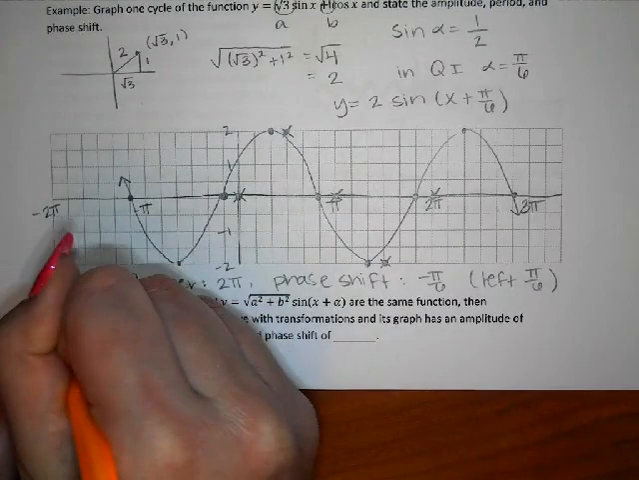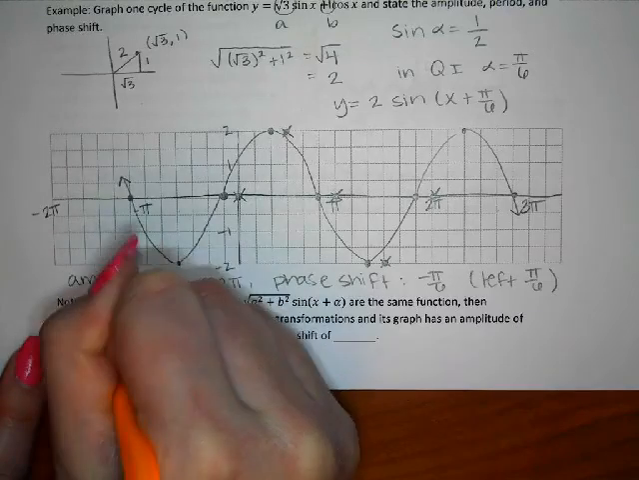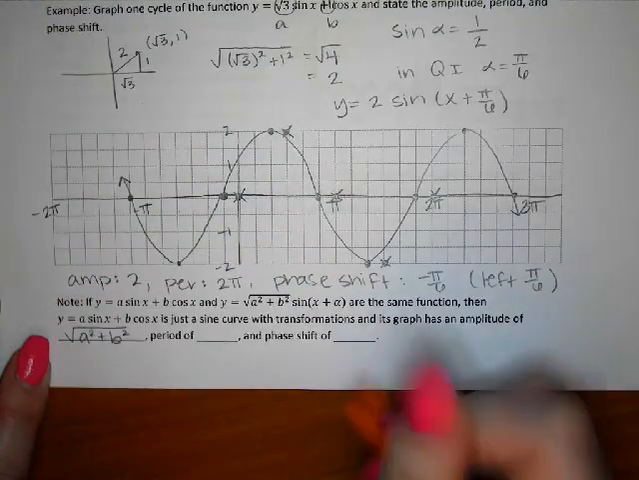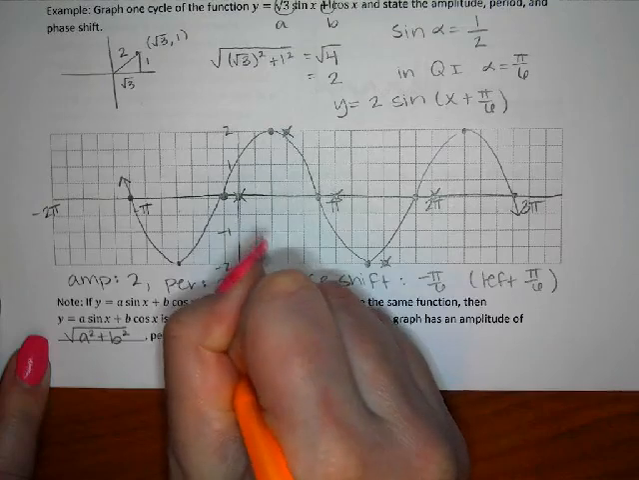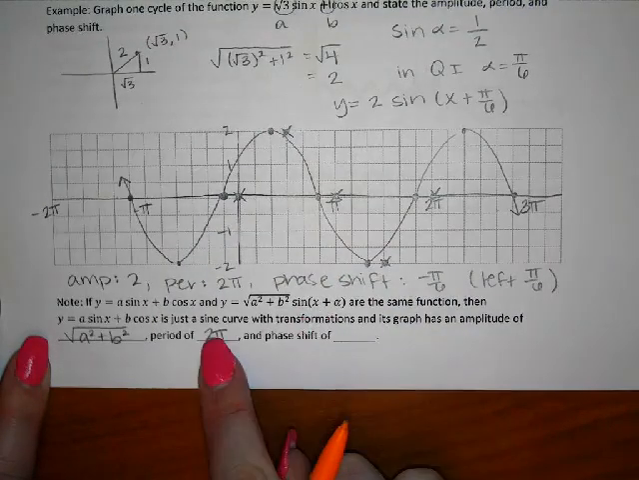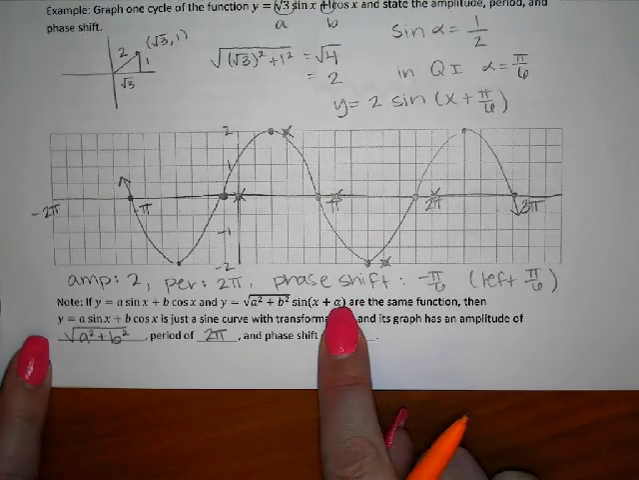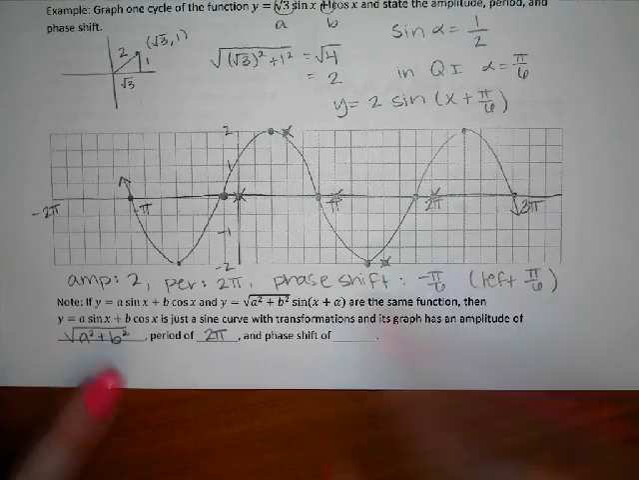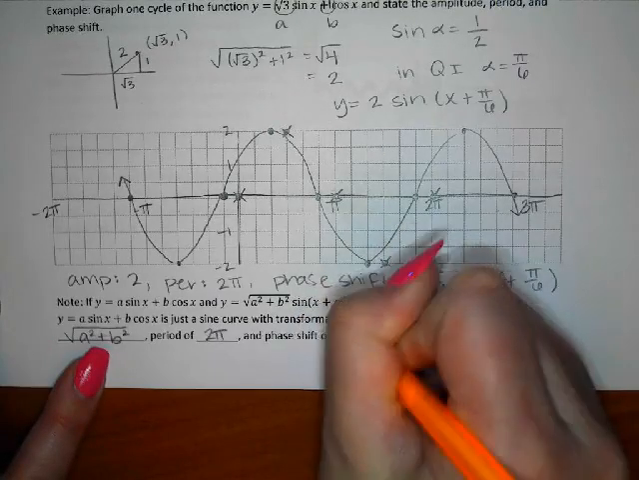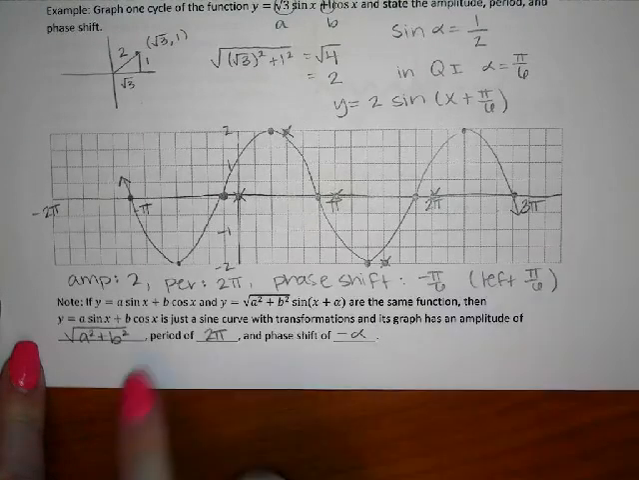It has a period of 2 pi. The period would always be 2 pi because the x is alone. There's no b value in the front of it to change the period. And it has a phase shift of left alpha. It has a phase shift of negative alpha or left alpha. And so then we would always be able to answer questions about the amplitude, the period, and the phase shift just from the formula.